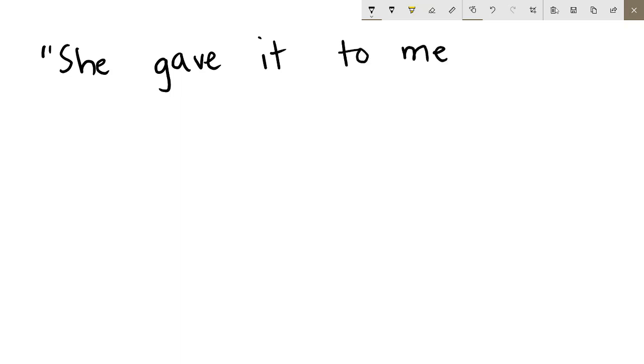So a common English example that would use double object pronouns in English would be she gave it to me. All right, so here we have the verb. This is the direct object pronoun, that's the thing. And the person getting it is the indirect object pronoun. This is the structure in English.